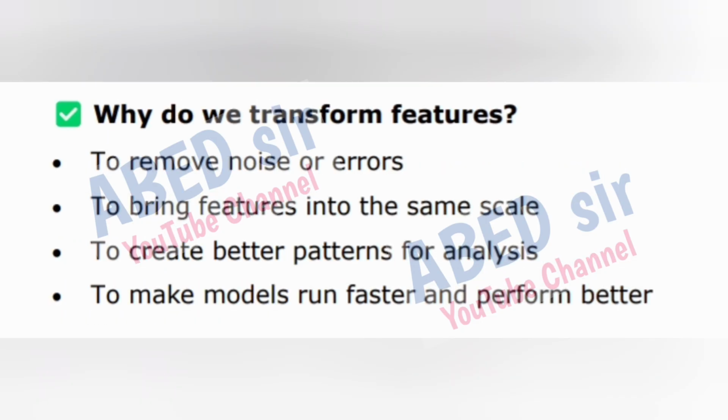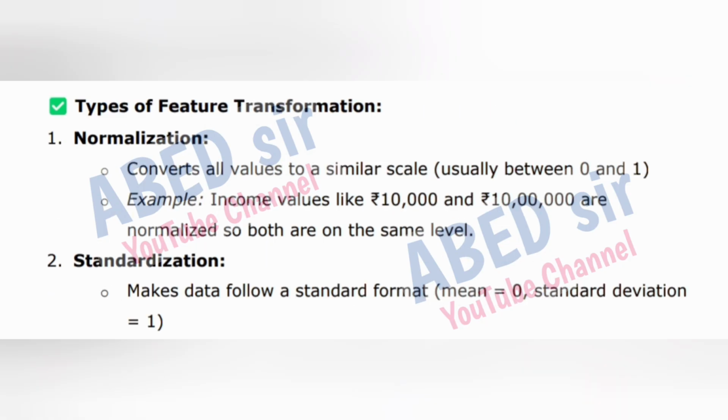Why do we transform features? To remove noise or errors. To bring features into the same scale. To create better patterns for analysis. To make models run faster and perform better. Types of feature transformation. 1. Normalization. Converts all values to a similar scale, usually between 0 and 1. Example, income values like 10,000 rupees and 10 lakhs rupees are normalized so both are on the same level.